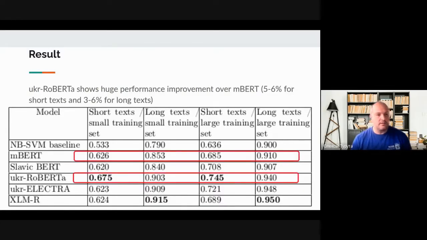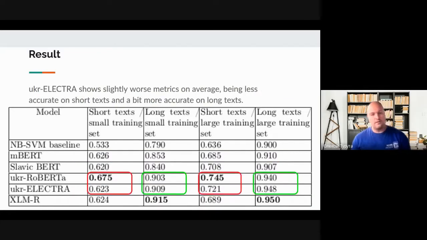Next, we want to compare multilingual BERT and RoBERTa. RoBERTa provides a better result each time compared with multilingual BERT: 5% for short text and 36% for long text. And next, we should compare RoBERTa and Electra. For short text, RoBERTa provides a better result, but for long text, Electra provides a better result.